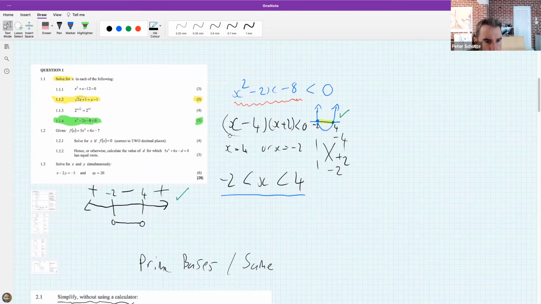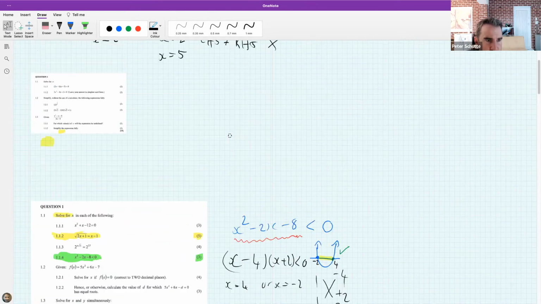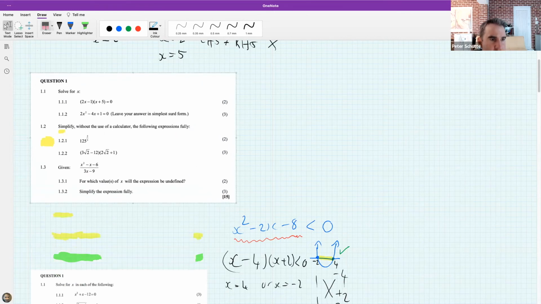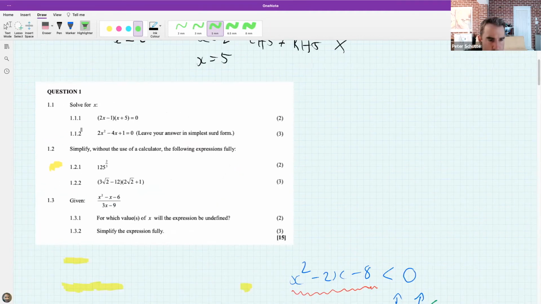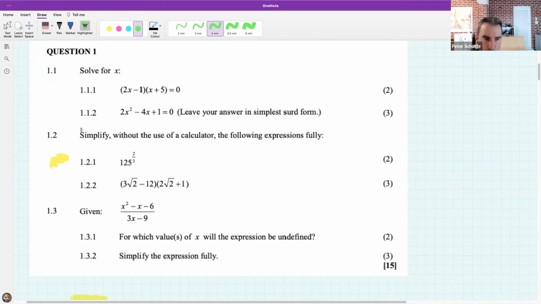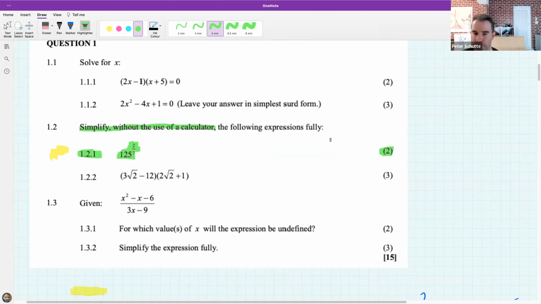Okay, from the last, is there anything that's short here? No, there isn't really. Oh, okay, let's do one from here. So what I would want you to do is simplify 1.2.1. It says simplify without the use of a calculator. I want you to figure out this. And remember, it's no calculators and it's just 2 marks. Off we go.